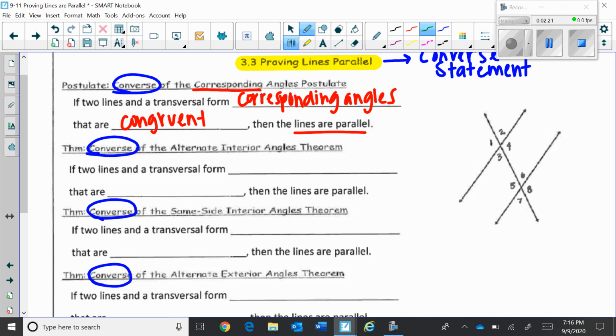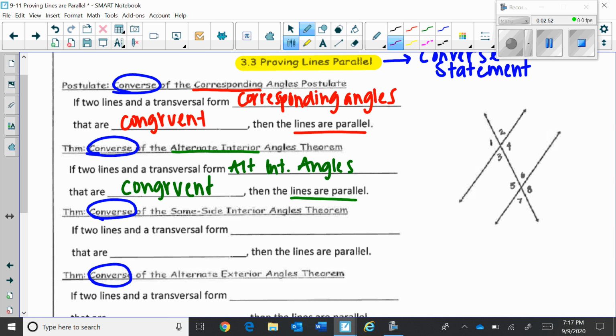If we look at the converse of alternate interior angles: if we see in our picture that we have alternate interior angles, and we see that those alternate interior angles are congruent, then we know the lines are parallel. Again, these are the statements we use to prove lines are parallel.